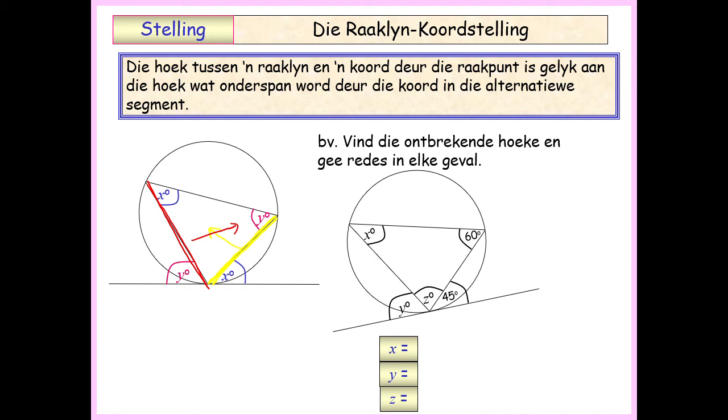Okay, so when we look at this angle 45 degrees, do you see it is between the tangent and this chord?